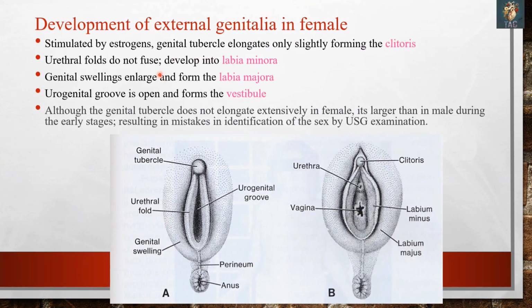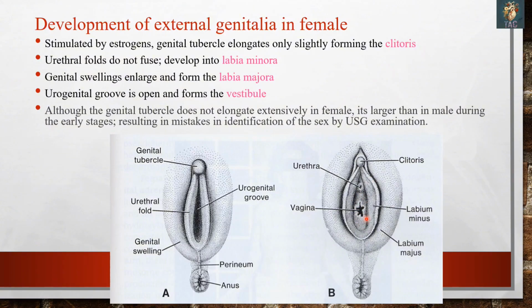So next is the development of the external genitalia in the female. It is stimulated by the estrogen. The genital tubercle elongates only slightly, forming the clitoris. In this condition, you can see it slightly enlarged and it will form the clitoris. The urethral folds on each side will form the labia minora. The genital swellings on each side will form the labia majora, and the urethral groove will form the vestibule of the vagina.